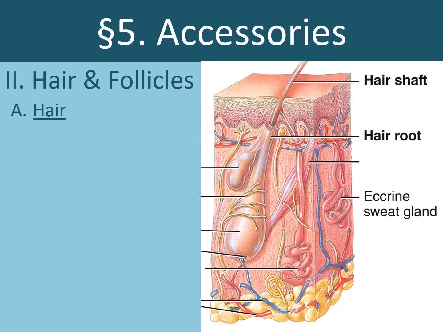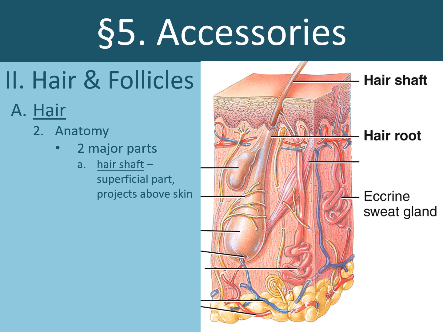Now let's discuss the anatomy of our hair. Hair is made up of 2 major parts. The hair shaft is the superficial part, the part that projects above the skin, the part that we can see. The hair root is the deeper part, the part that penetrates deep into the dermis.